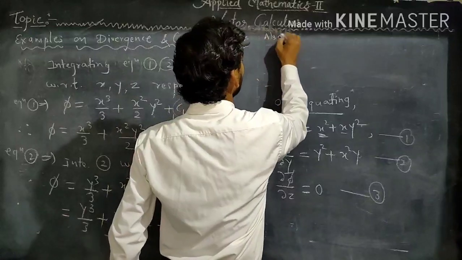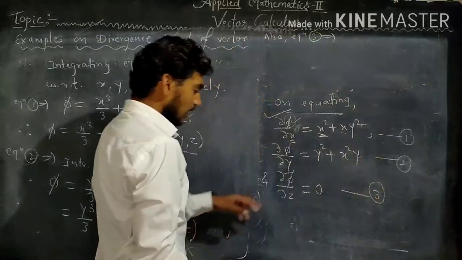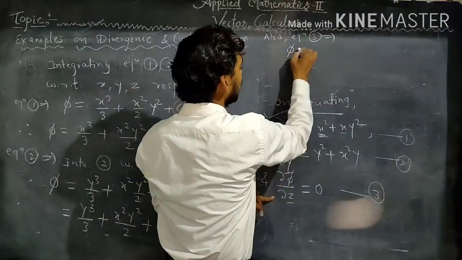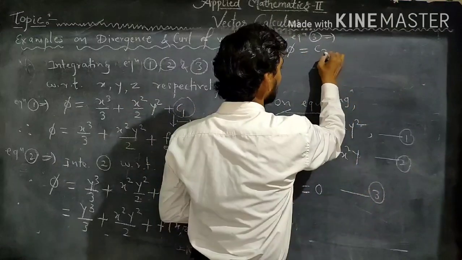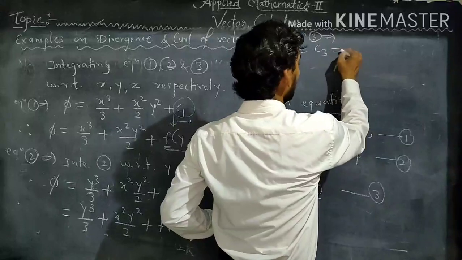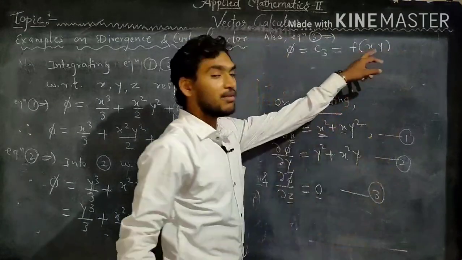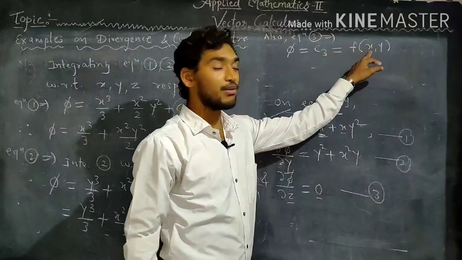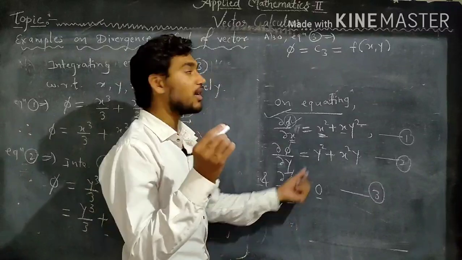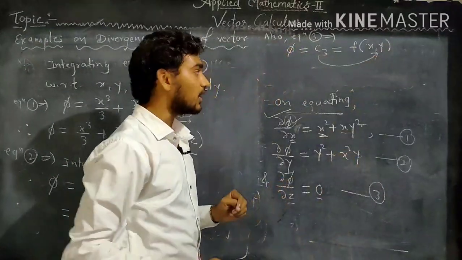Also, equation 3 implies, now integrate equation 3 with respect to z, therefore phi equals constant c3, integration of 0 is constant, which is equal to f of x comma y. Why have we taken c3 as f of x comma y? Because with respect to z, x and y are constant, so we have replaced c3 by f of x comma y.